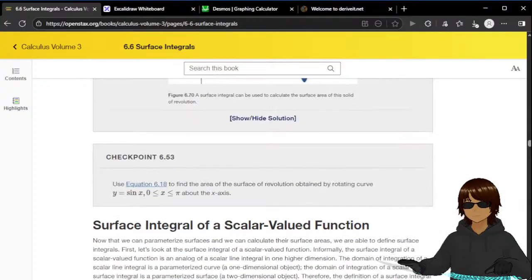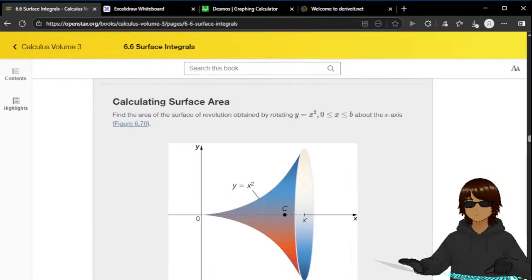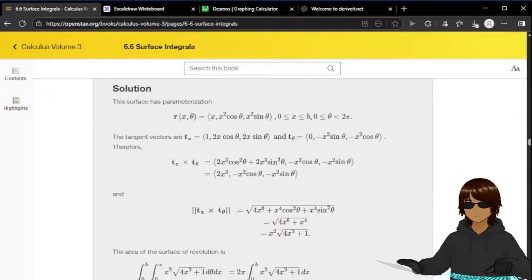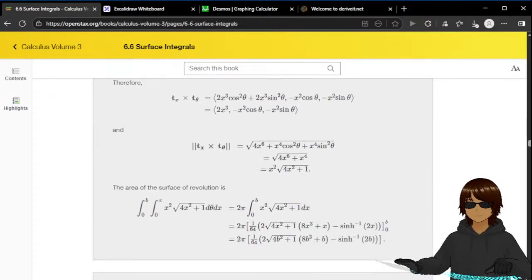All right, I will have to go somewhere. So I will just look at this example and I will end the stream. Find the area of the surface of revolution obtained by rotating y equals x square. We have this function: x, x square cos theta, x square sine theta. dx is this, d theta is this. Oh my god. The area of the surface of revolution is this.